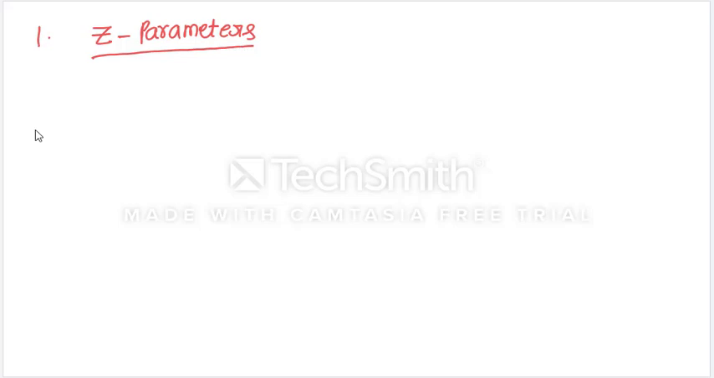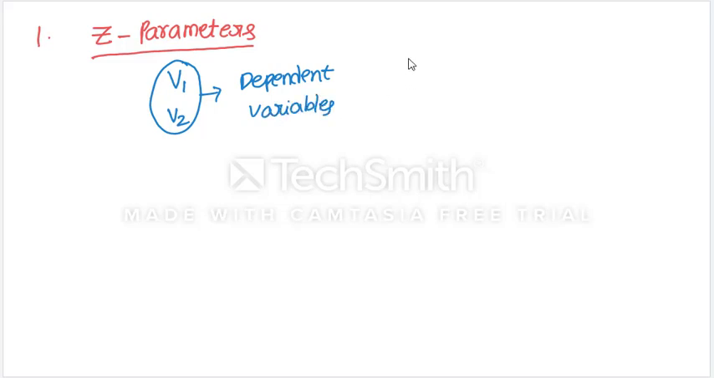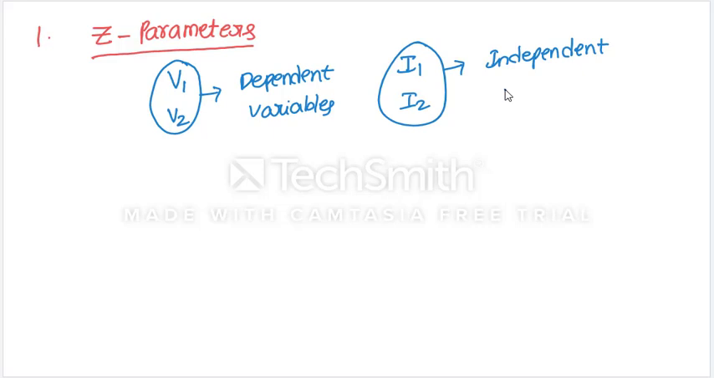Jet parameters. The equation in the jet parameters, what we'll do here, we'll take the v1, v2 as dependent variables, and the i1, i2 as independent variables.